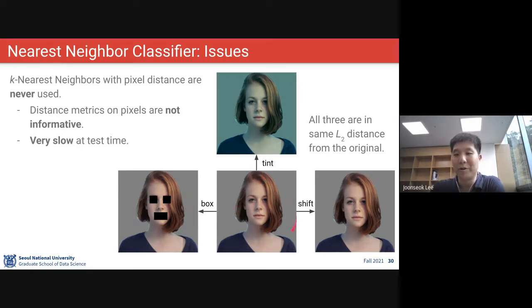Suppose we have this original image in the middle, and we slightly change this image in three different ways. One is changing the color tint slightly, the right one is shifting the entire image by one pixel to the right, and the left one is just blacking out the eyes and mouth of this person. All of these three are at the same L2 distance from the original, surprisingly. But intuitively speaking, as humans see, these three images are completely different. So using the pixel distance as the distance metric is actually a horrible idea for most image classification tasks. This is just an example of that.